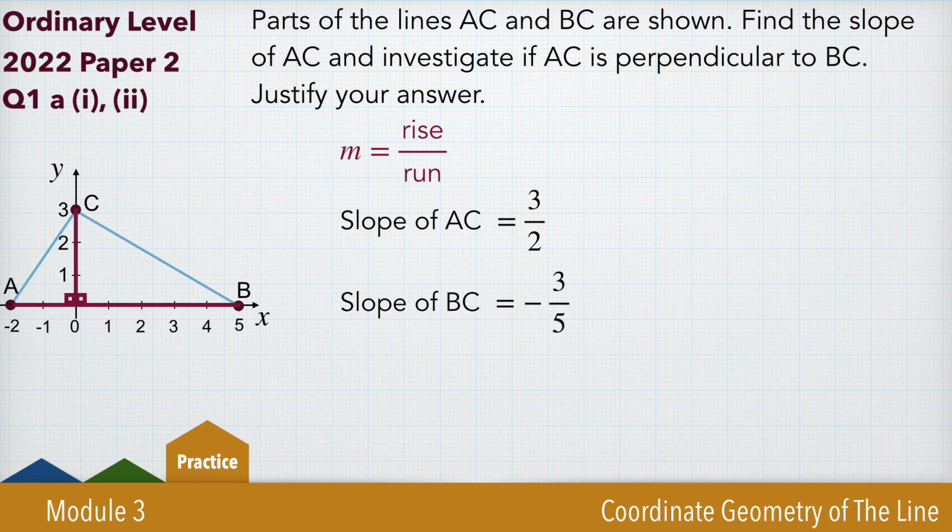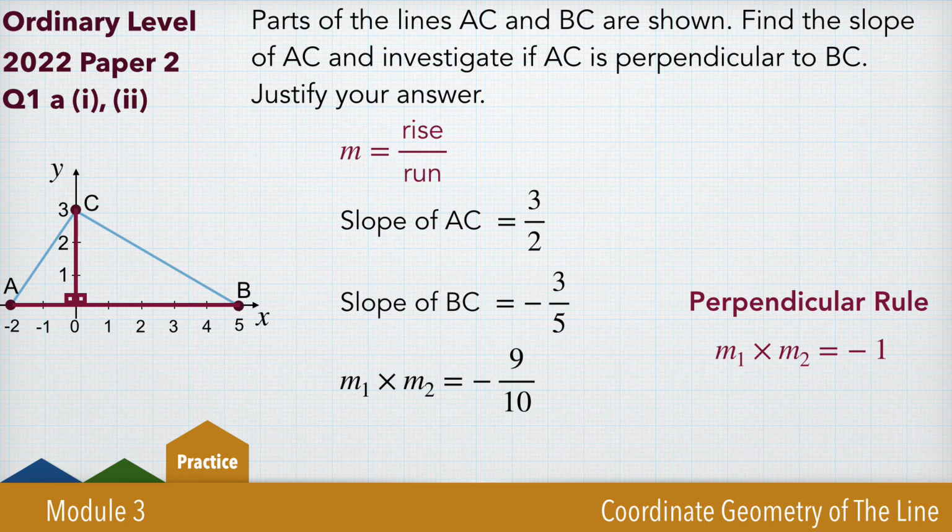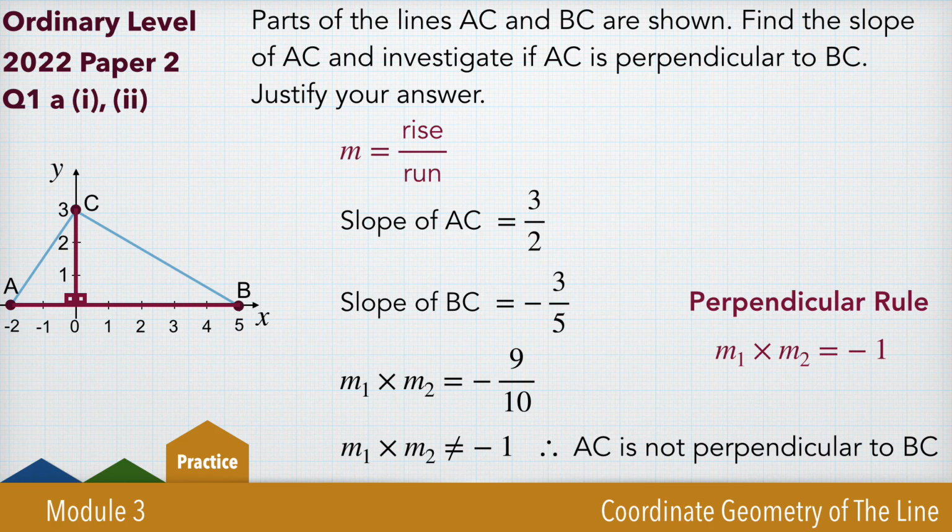The slopes of perpendicular lines are negative reciprocals of each other. To prove that lines are perpendicular, we must multiply our slopes, and if we get a result of -1, this proves they are perpendicular. Multiplying our two obtained slopes gives us a result of -9/10, which is not equal to -1. Therefore, AC is not perpendicular to BC.